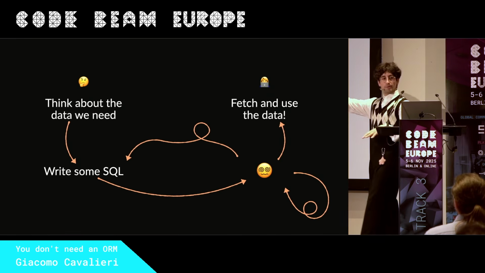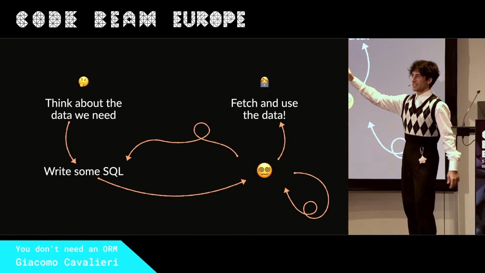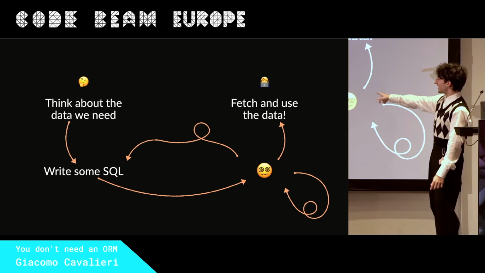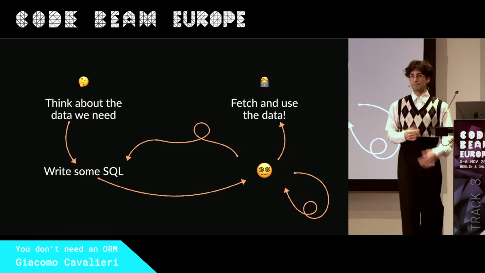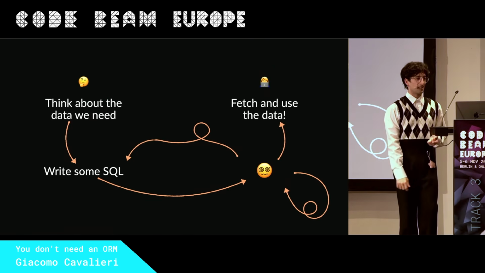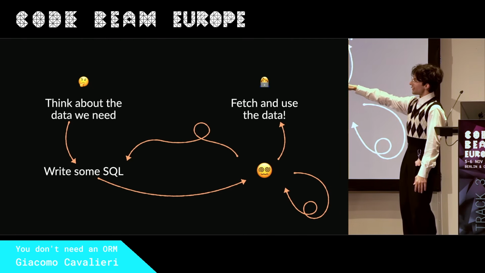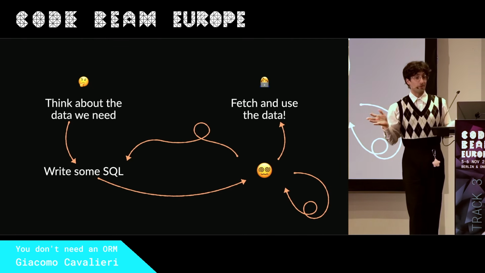So we started from a place where we were thinking about the data we needed. We were writing SQL because we want to do that, but then we're stuck in this hellish loop where we are writing and maintaining glue code. We don't want to do that. And that's why ORMs are so appealing. They take care of those 2 steps down below. Don't think about the SQL, don't think about the glue code.